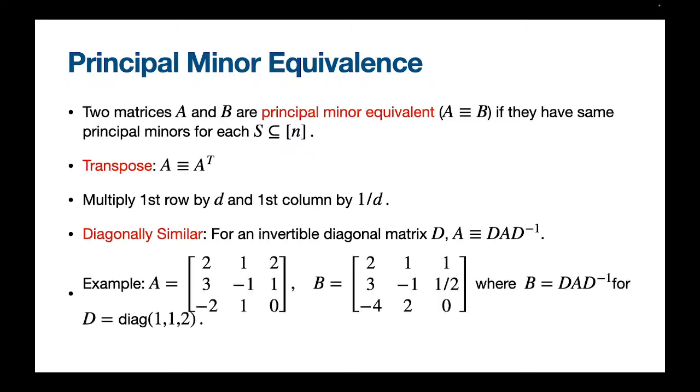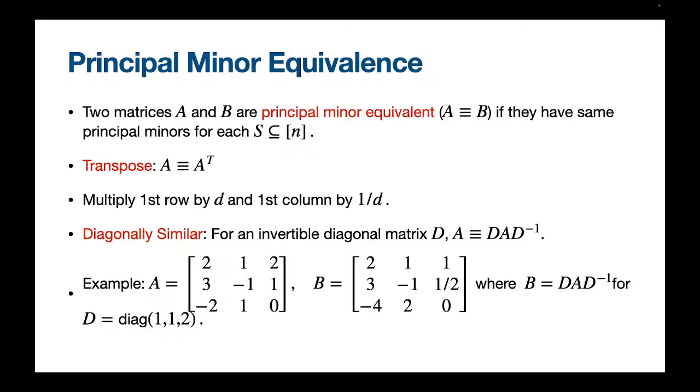So here is an example that we saw in the first slide. We saw that these two matrices have the same principal minors, and this is because B is diagonally similar to A. Now I will mention some results on principal minor equivalence.